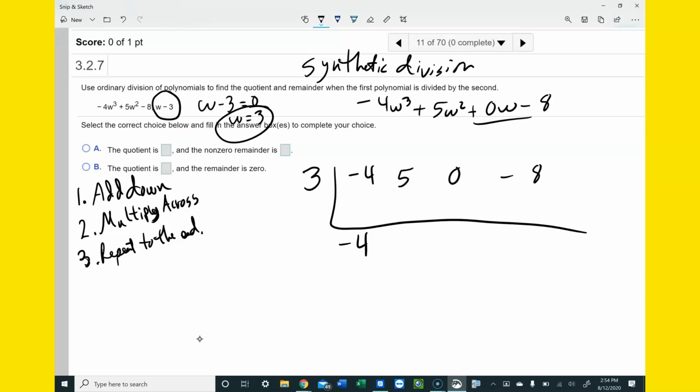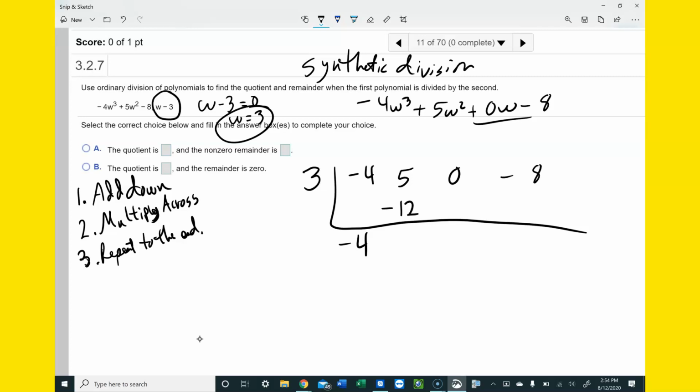Then step 2, multiply across. What I mean by that is I take the 3 that's outside the box on the left, I multiply it by the negative 4 that's down here below the box, and I write it below the next number. So I'm multiplying across here. 3 times negative 4 is negative 12.